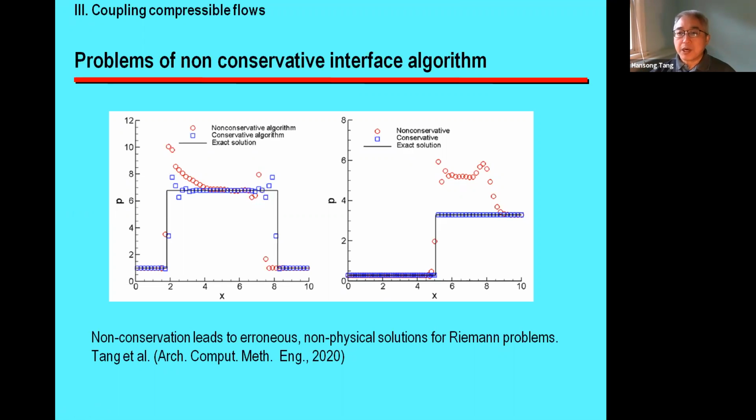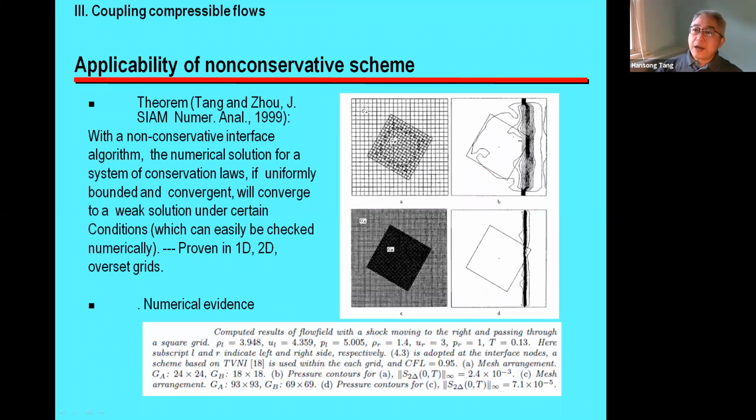When we apply the conservative interface algorithm, the solutions are in blue, and you see the accuracy becomes much better, right? However, in practical computation, in realistic problems, the non-conservative scheme, namely interpolation, is widely used simply because it is straightforward and easy to implement. And then we wondered if there's a mathematical foundation for this.